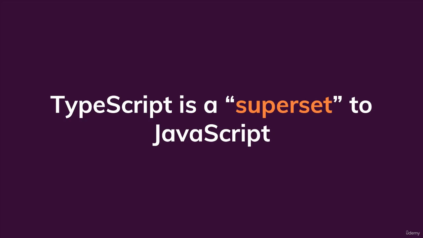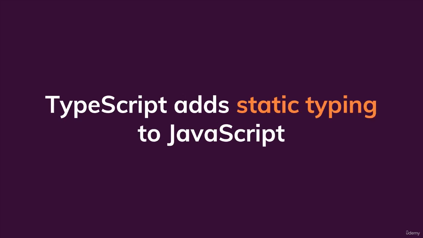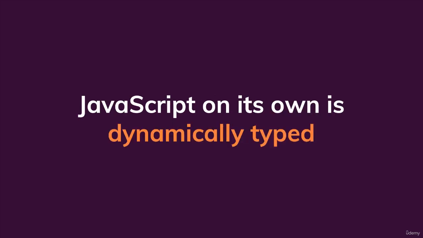And most importantly, it adds static typing to JavaScript. And that's also where the name comes from, TypeScript. It adds static typing to JavaScript, because JavaScript on its own is actually dynamically typed. And what does this mean, and why is this useful?